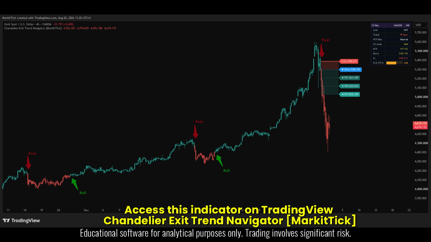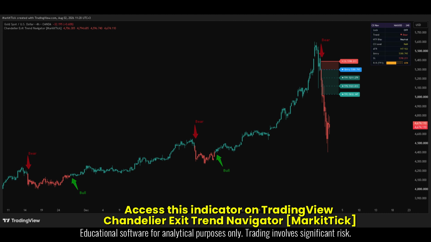The Chandelier exit is one of the oldest volatility-based trailing stop concepts in technical analysis, but most implementations stop at the basic formula. This version rebuilds it into a complete trend navigation system with adaptive filtering and structured trade mapping.